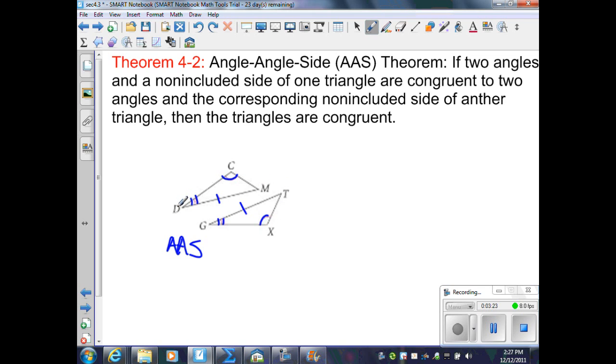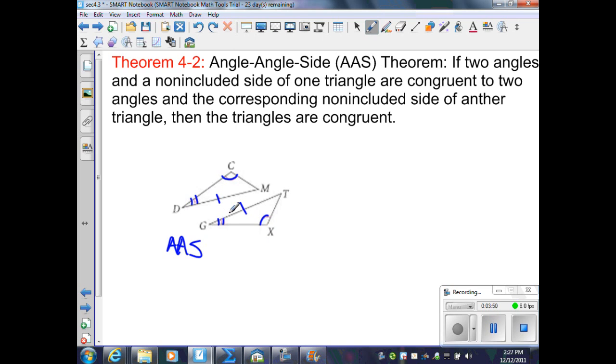The included side for these triangles would be the one sandwiched in between the two congruent angles. So here, my two congruent angles are D and C. Therefore, the side is segment DC. And on this triangle, the congruent angles are G and X. Therefore, the included side would be segment GX. But here I'm given the non-included side.